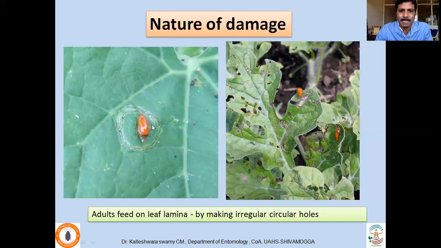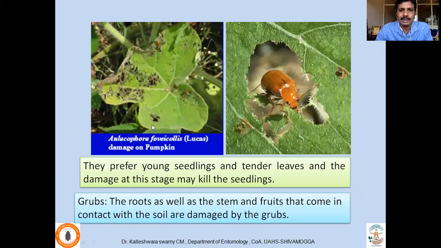And here you can see, this is how they actually feed. They cause biting holes as well. In fact, the adult is the major damaging stage, but grubs also feed on the roots and also fruits and other parts which are touching the ground.